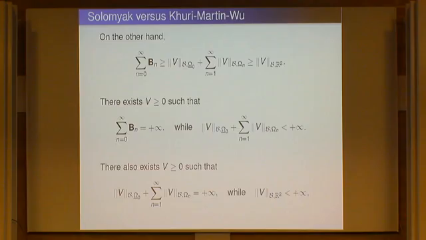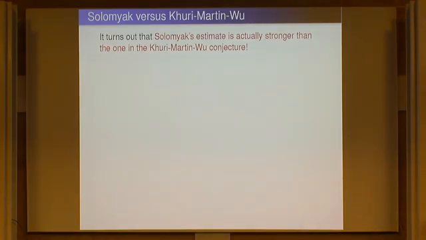I decided to come up with an example of a function for which what I have in the right-hand side is finite, whereas for what Solomon has is infinite. So I tried to construct an example, and like I said, it was a big mistake. Turns out that Solomon's estimate is strictly better than what I have. Strictly better. So what happens here is this.